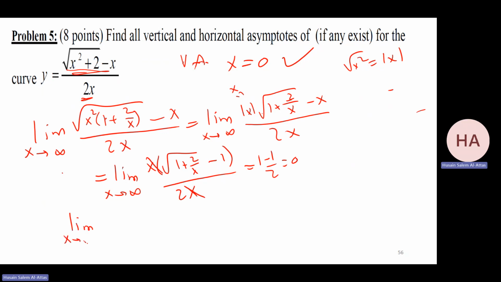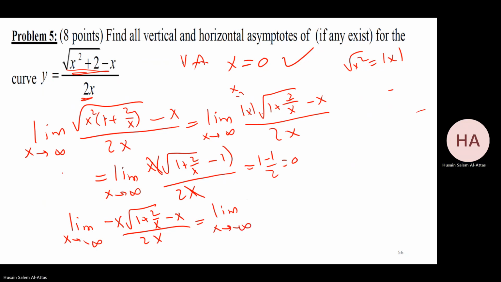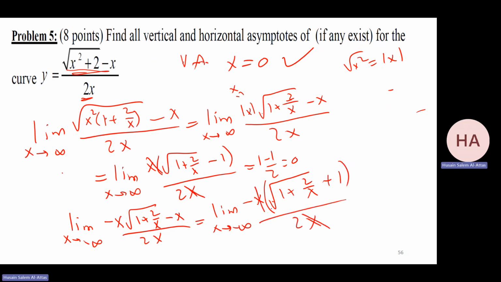But now, as x goes to minus infinity, this absolute value of x will be minus x over 2x. So if I take x as a common factor, it will be what? I'll take minus x as a common factor. It will be minus x square root 1 plus 2 over x plus 1 over 2x. This is cancelled. So you have minus 2 over 2, which is minus 1.